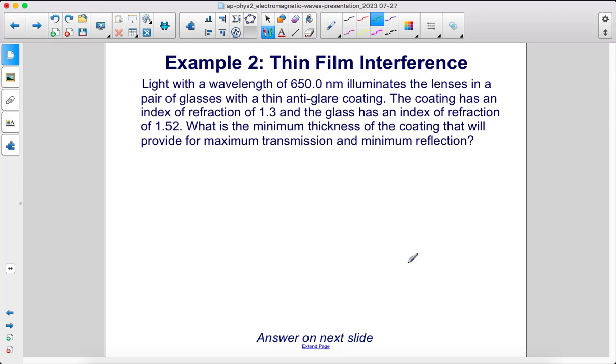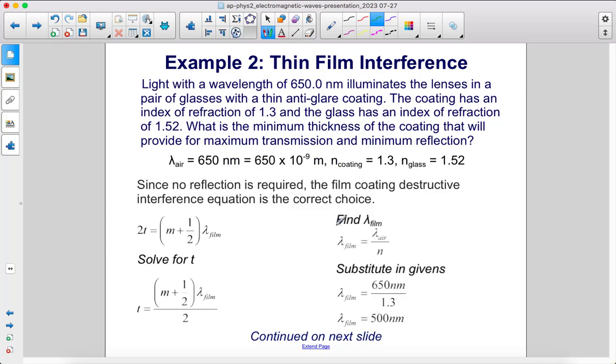Light with a wavelength of 650 nanometers illuminates the lenses in a pair of glasses with a thin anti-glare coating. The coating has an index of refraction of 1.3, and the glass has an index of refraction of 1.52. What is the minimum thickness of the coating that will provide for maximum transmission and minimum reflection? Since we don't want any reflection, we want destructive interference.